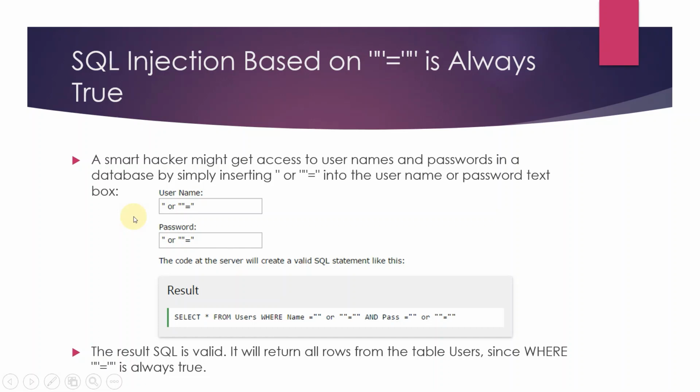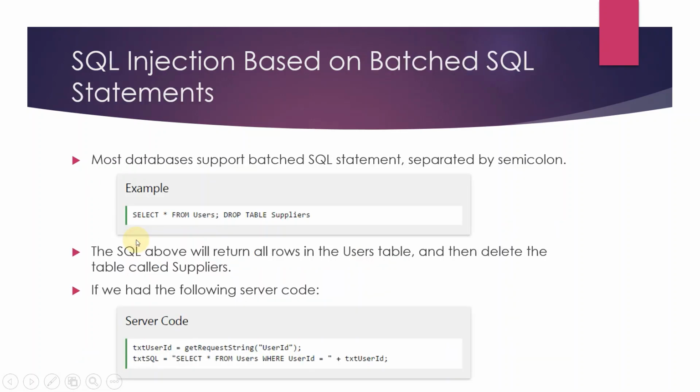Now, a smart hacker might get access to the usernames and passwords in a database by simply inserting or equals into the username and password text box, similar to this. The code on the server will create a valid SQL statement like this: select asterisk from users where name, all right, this one here. Now the resulting SQL is valid, so it will return all rows from the table users, since the condition is always true. All right, so that's SQL injection, one of the most common attacks launched over the web.